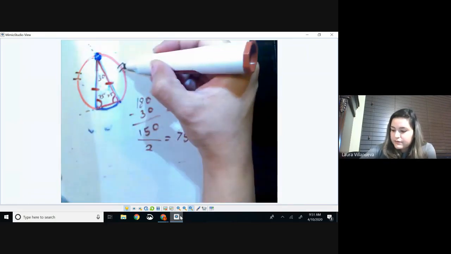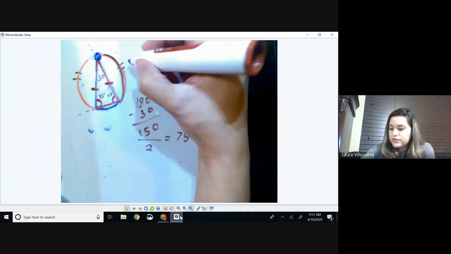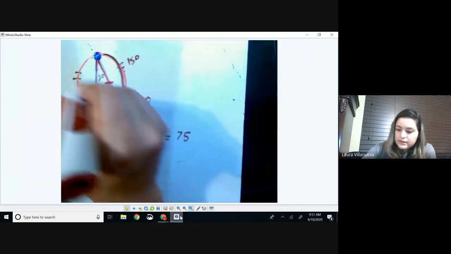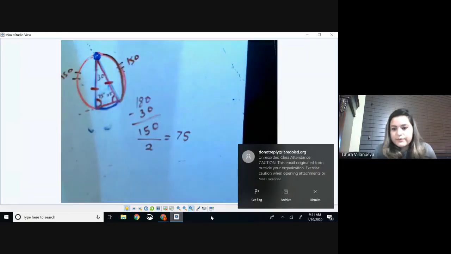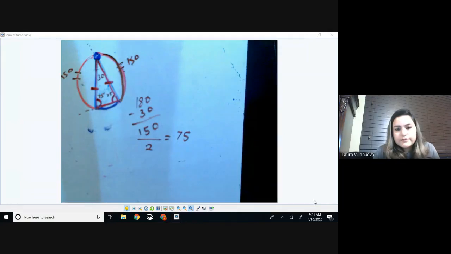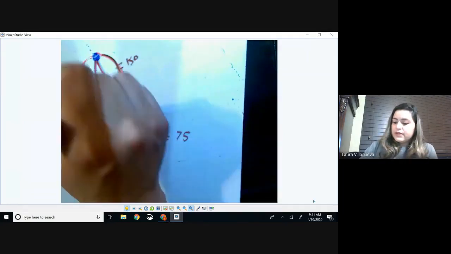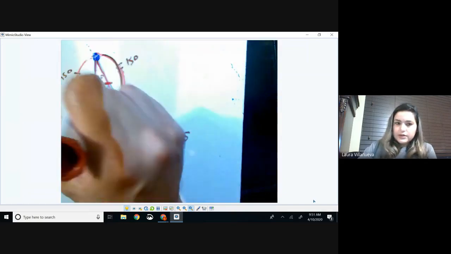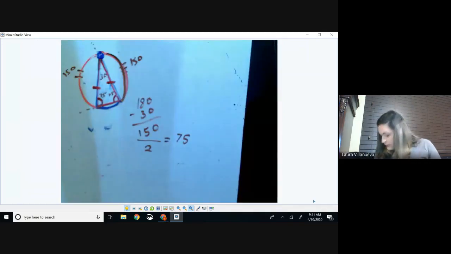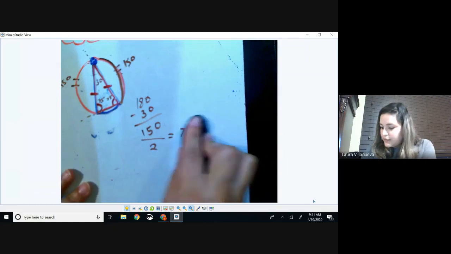So then I can easily get these two. 75, this is the arc that intercepts this one. So this is going to be 150, and this is going to be 150 as well. Okay? So kind of look at the angle that is intercepting that arc. Okay? I'm going to keep going. I'm going to give you another example.